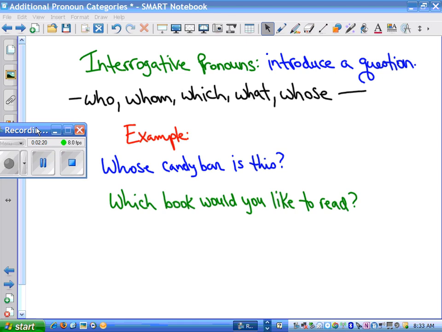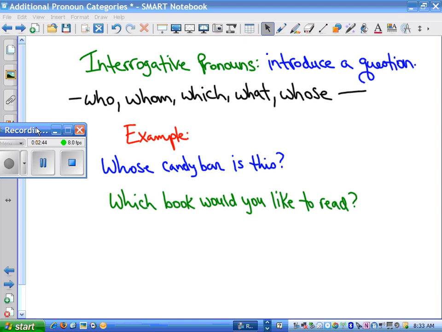Another pronoun type is the interrogative pronoun. And these help to ask questions, right? Interrogate things, I suppose. Interrogative pronouns introduce a question. These are words like who, whom, which, what, whose.